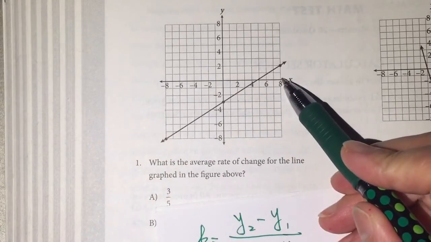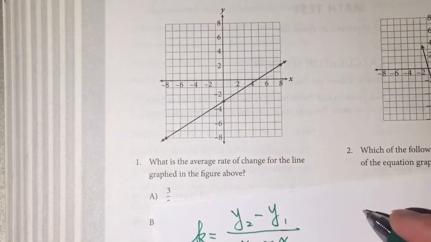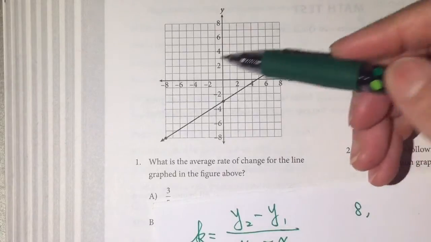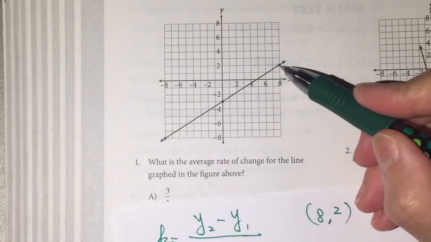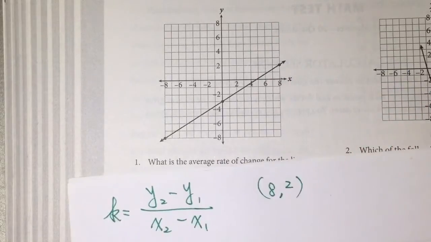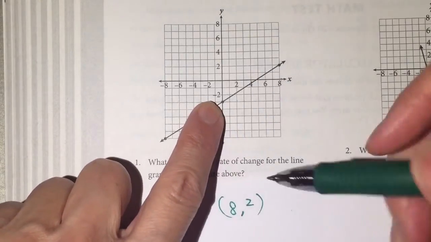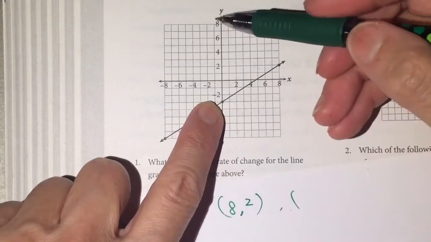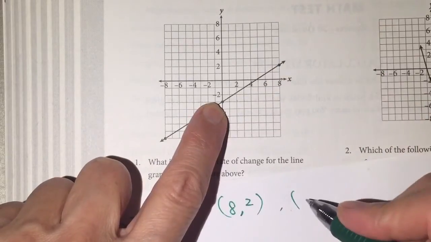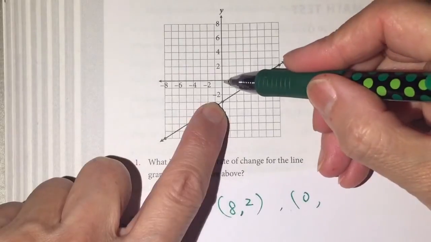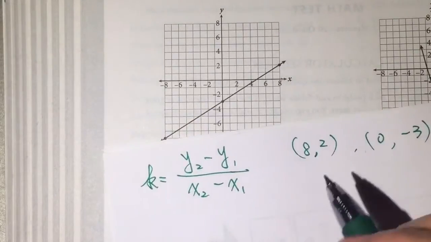So for this one, this point will be 8 for x, and the y coordinate is 2. We got 1 point here, and we need to find another point. Let's find this point on the y-axis. The x coordinate is 0, and the y coordinate is -3. So we plug in these numbers.